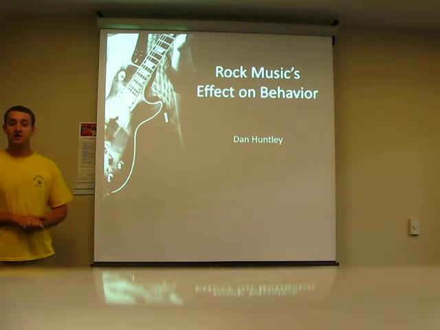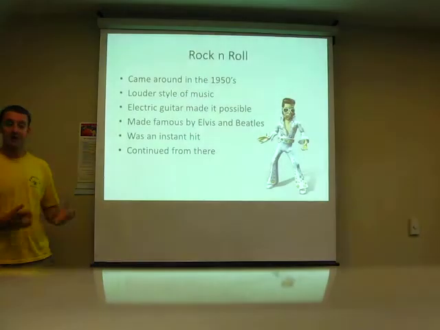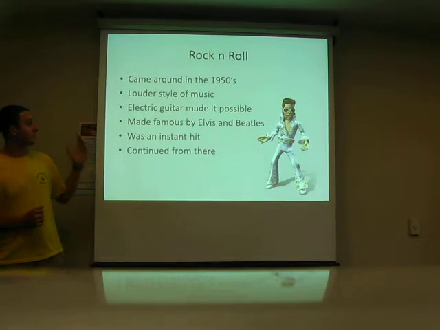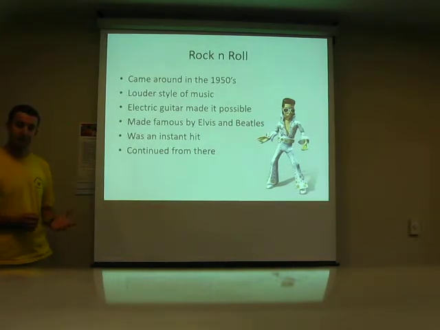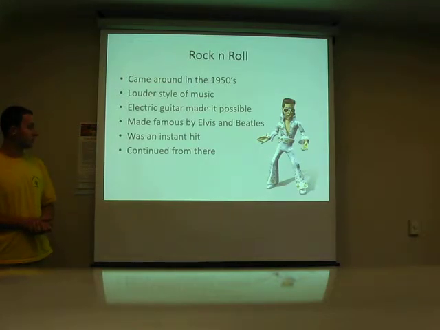Now, I've been playing bass guitar for 4 years, and I am a classic rock enthusiast. So, let's get started. What is rock and roll music? Rock and roll is a style of music that came around in the 1950s. It was a much louder style of music compared to the more acoustic music before it, made possible by the advent of the electric guitar. It was made famous by bands such as Elvis and the Beatles. It was an instant hit, and it continued up from there.